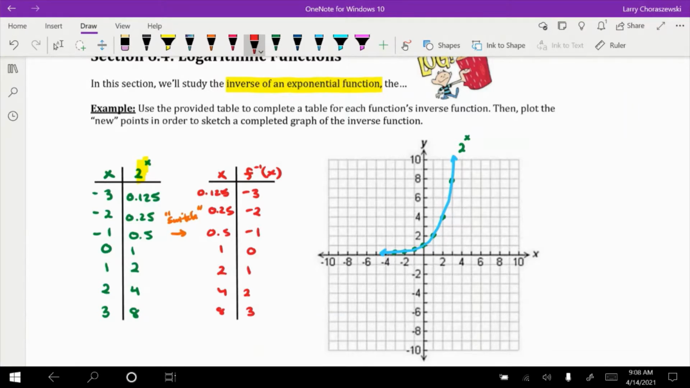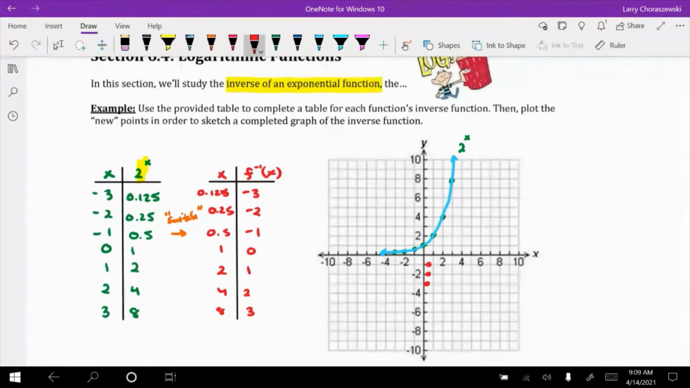If you have a set of points from the graph of a one-to-one function, which 2 to the x is, it passes the horizontal line test, then all you need to do is switch the x and y coordinates, and you'll get points on the inverse function. Now to plot 0.125, -3, I'm going to start at the origin and go over just a skosh to the right, and then go down to the tick mark of -3. That point is really close to the y-axis, but it's not touching or crossing it. Then 0.25, I'm going to go a little further to the right, and then down by 2. And then 0.5, -1, so I'll go halfway between 0 and 1, and then down by 1 unit.